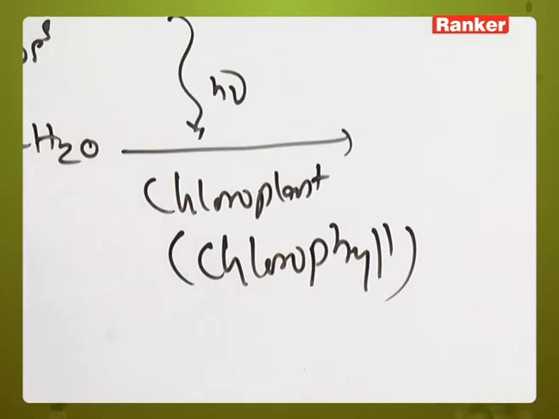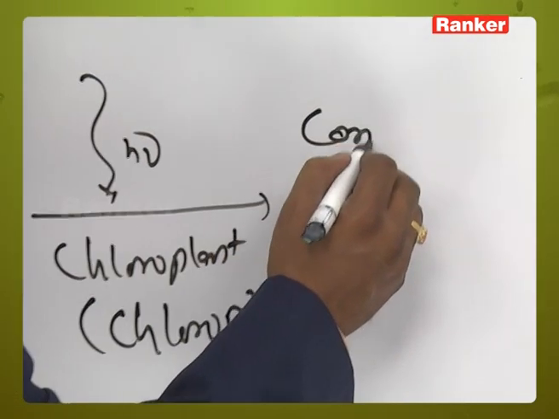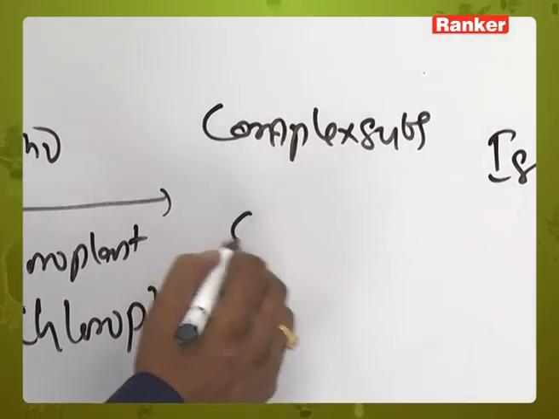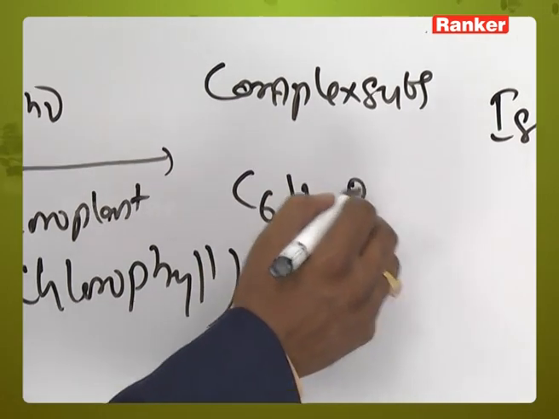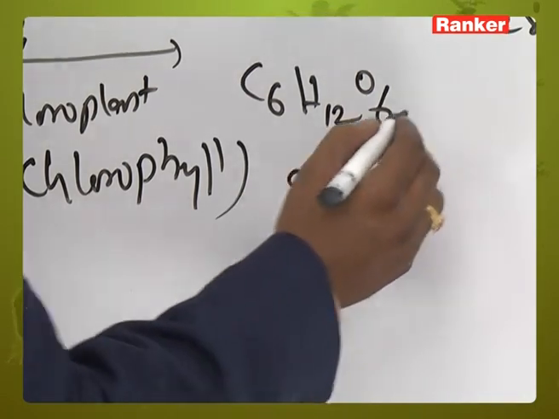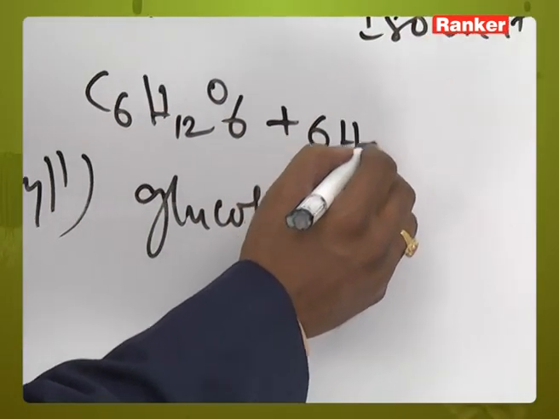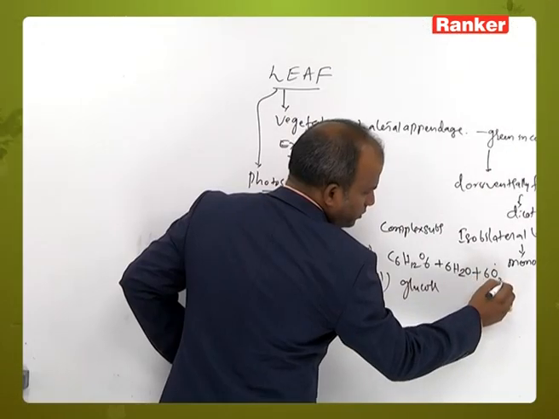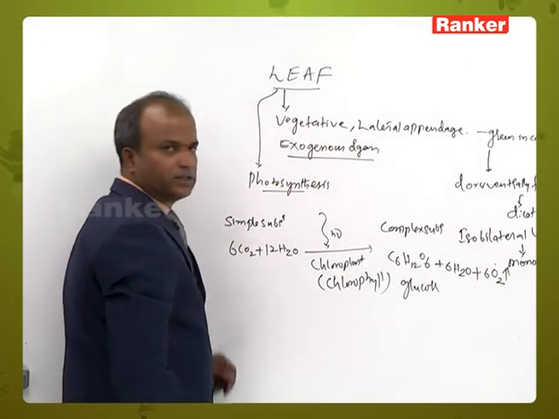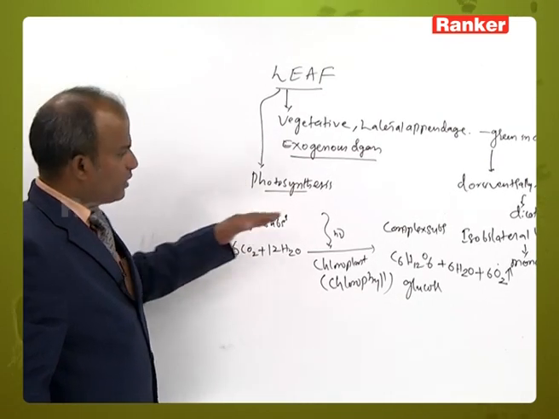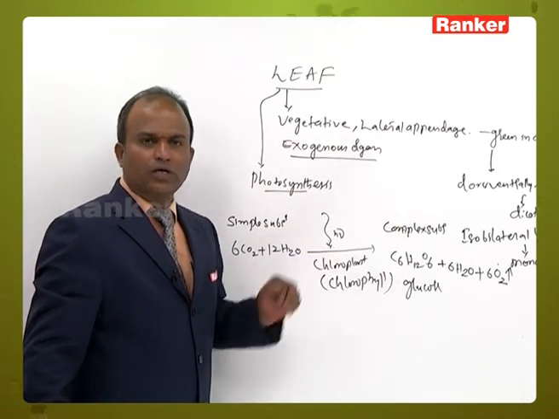due to which it is converted into complex substances, that is nothing but C6H12O6, glucose, and it produces 6 water molecules and 6 oxygen molecules which are released outside. So during photosynthesis, simple substances are converted to complex substances.